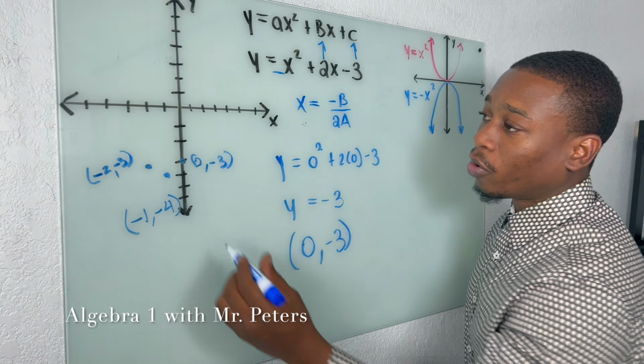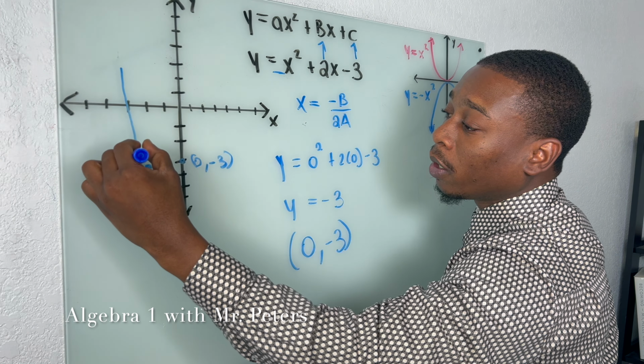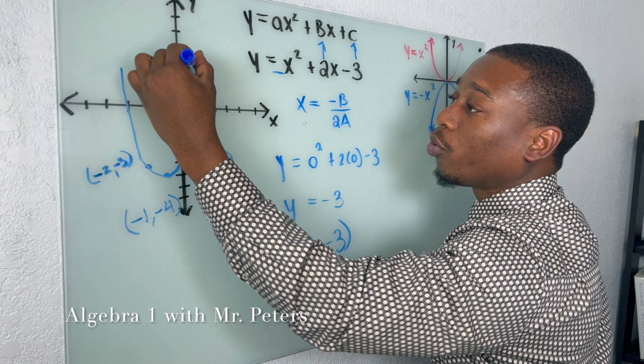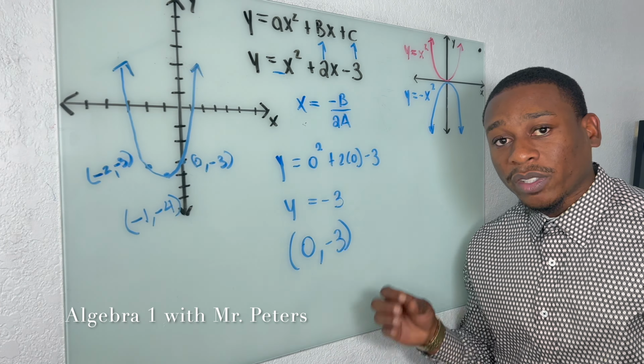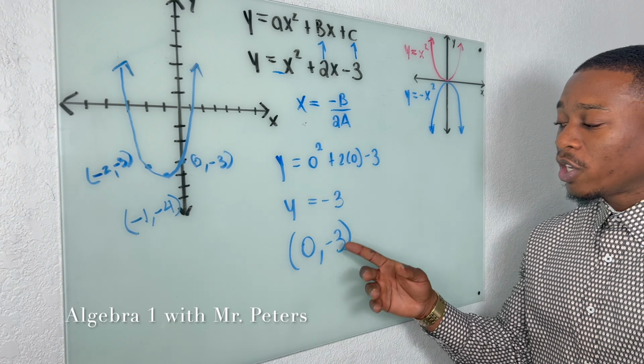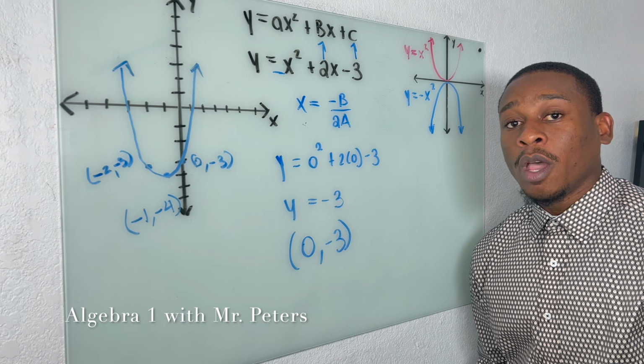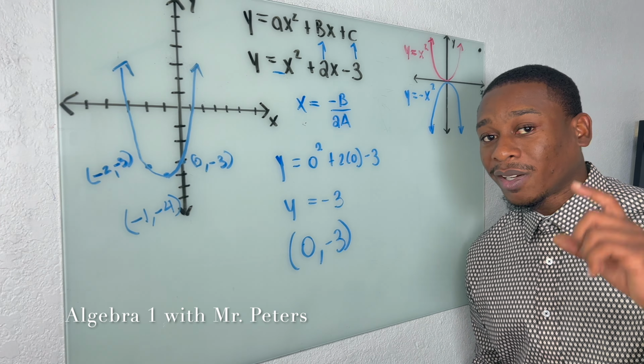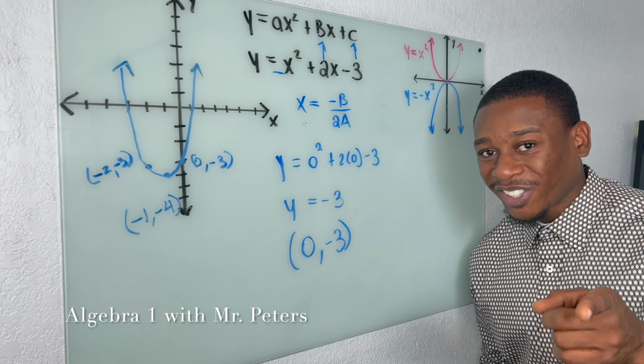Now we have 3 points, and we could go ahead and draw our U through those 3 points. Just remember, it's a rough sketch. We just want to make sure that we have the right coordinates. But before we wrap this video up, we're going to touch on transformations. Make sure you stick around to the end.